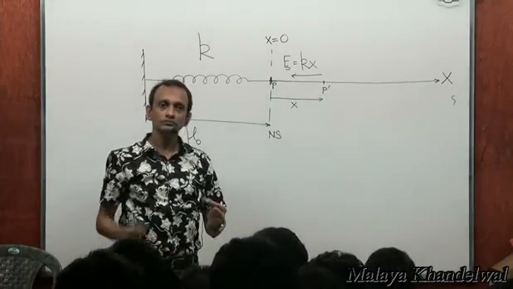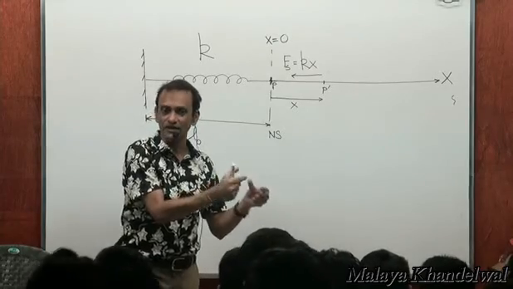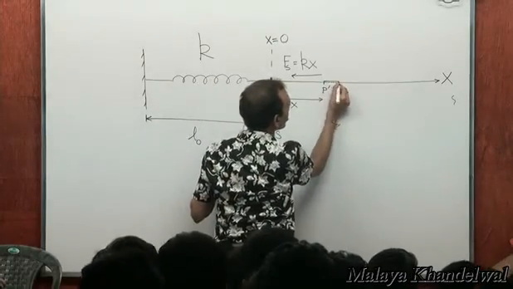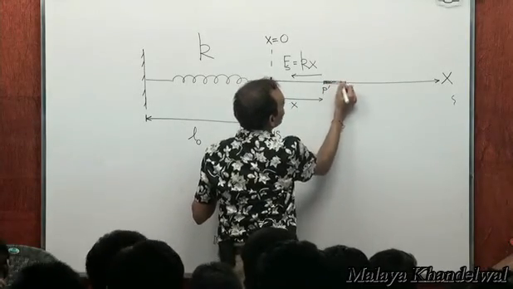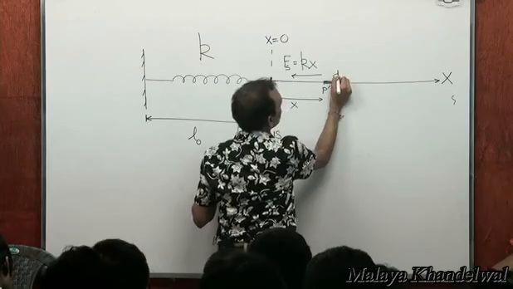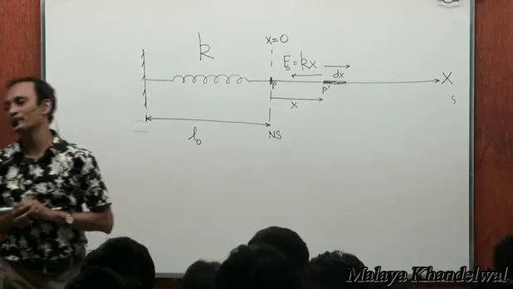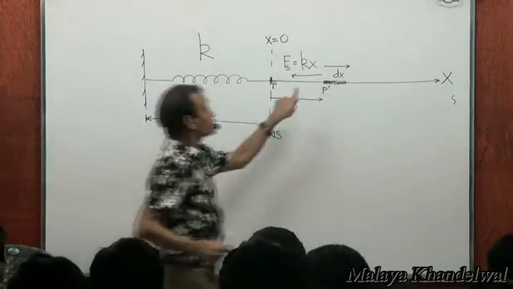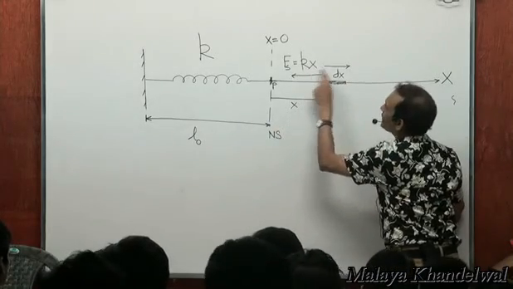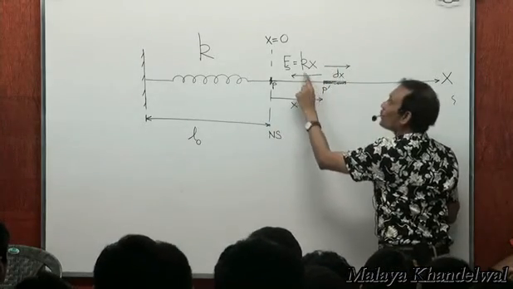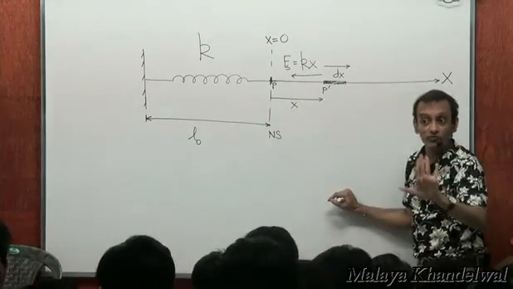Now, if I enable a small displacement, a further displacement dx to the right, if the spring gets further displaced to the right by an amount dx, what's the work done by the spring force? The spring force is leftwards, but the displacement of the point of application is rightwards. What's the angle between force and displacement? 180 degrees. So what would be the work done by the spring force? Minus kx into dx would be the work done by the spring force, yes or no?